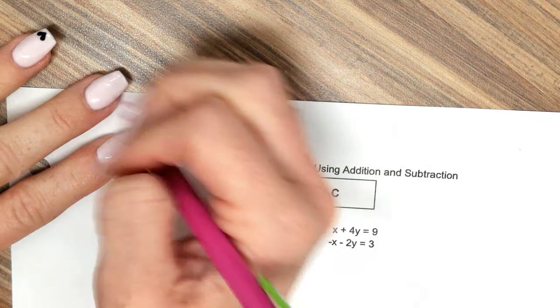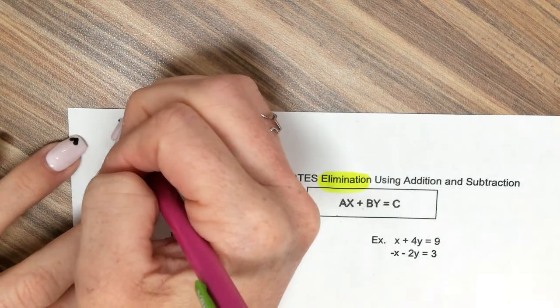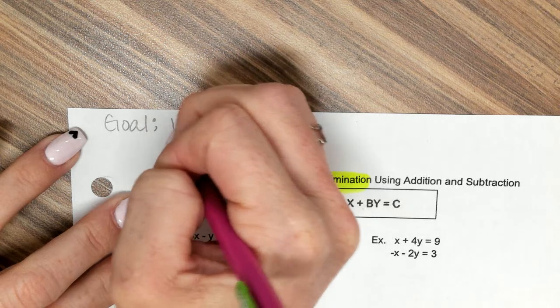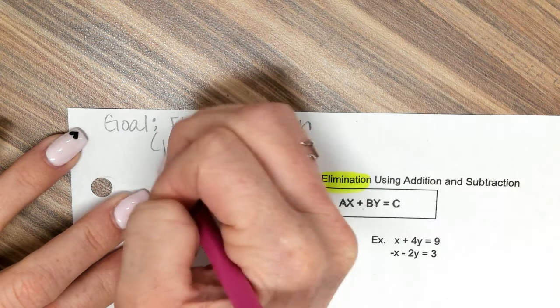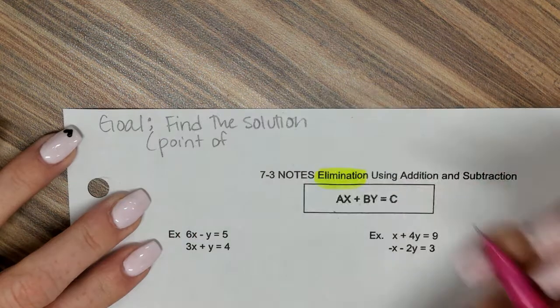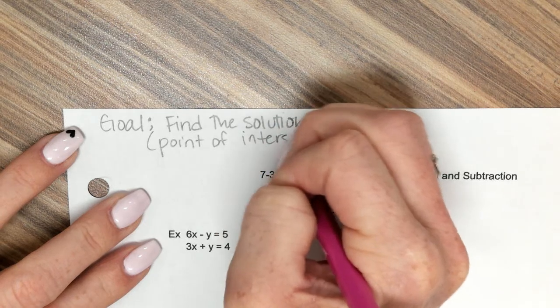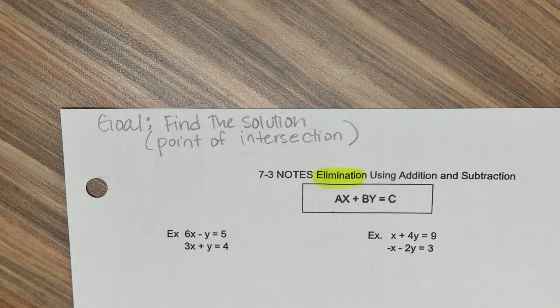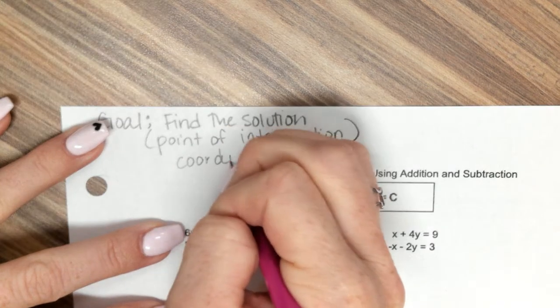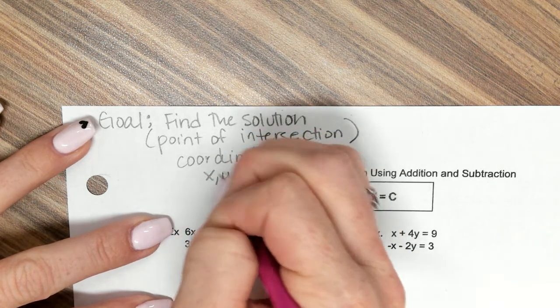So we're looking for the what? The solution. So our goal is to find the solution. And the solution is the point of what? The intersection, where they touch. So last week on a graph, we simply looked at where the two lines intersected. Today, we're not going to graph. We're going to use a new method called elimination, but our answer will be a coordinate, an x, comma, y.